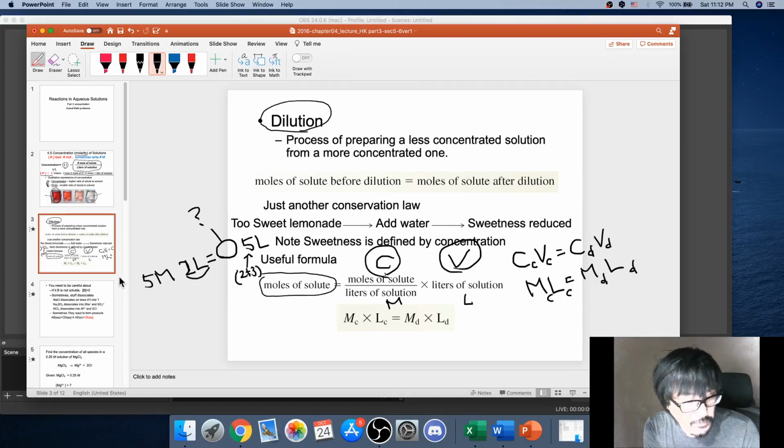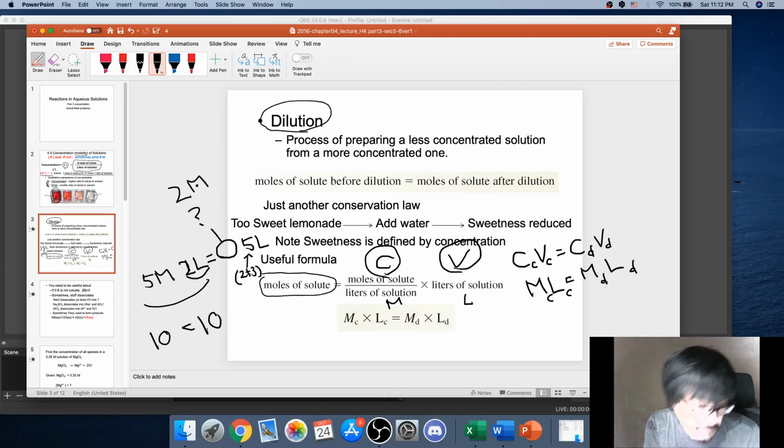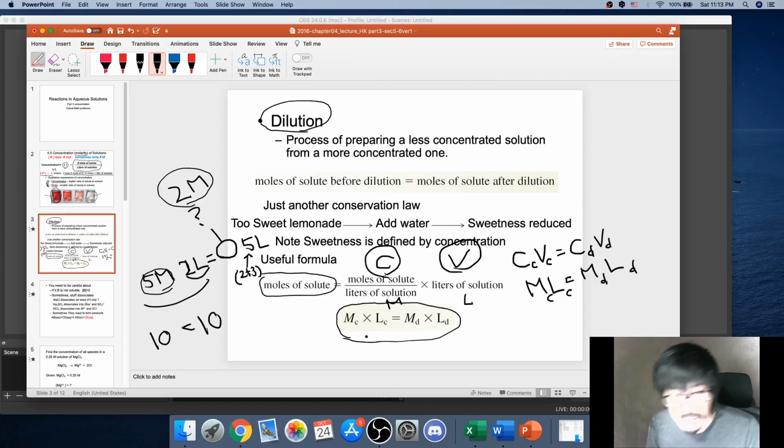So I have 5 molar solution, 2 liters of those. I added 3 liters of water to make the total volume 5 liters. Then before the dilution it was 10, right? And after the dilution it has to be 10, right? But 5 liters makes this 2 molar, 2 times 5. So before the dilution, the concentrated solution had a 5 molar concentration, but after the dilution, the diluted solution's concentration became 2 molar. So this formula right here is fairly useful. I advise you to write this formula so many times that you can stick it into your long-term memory.